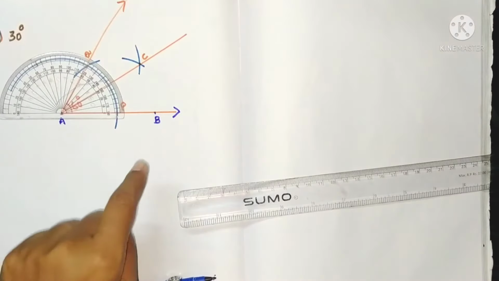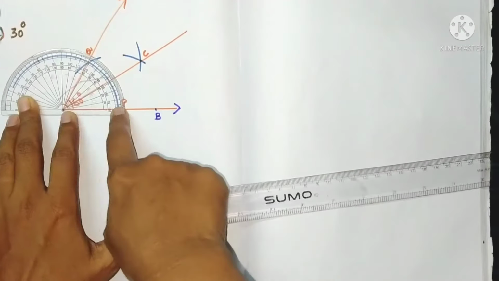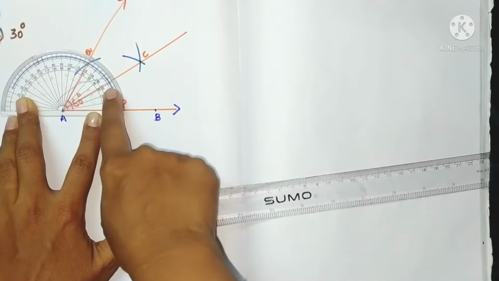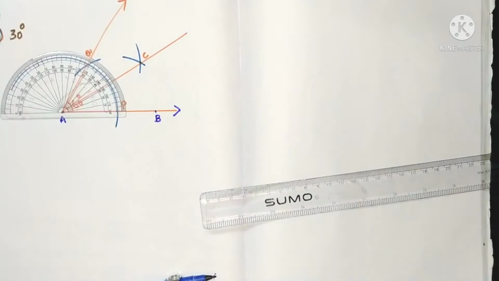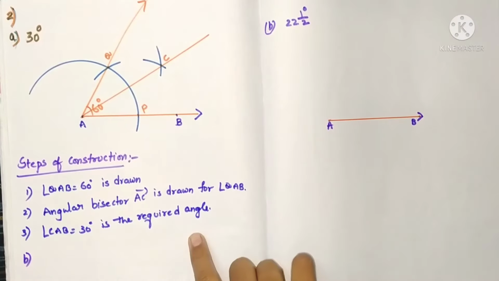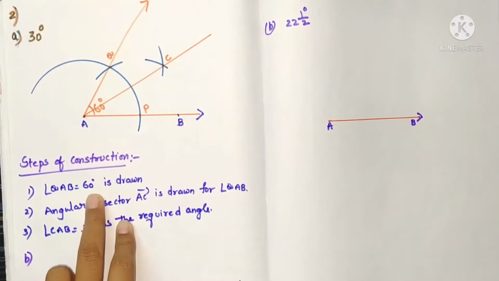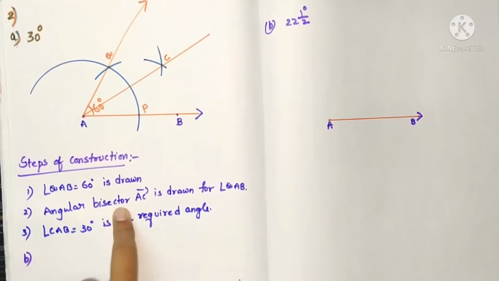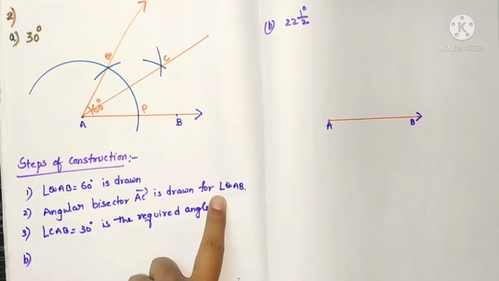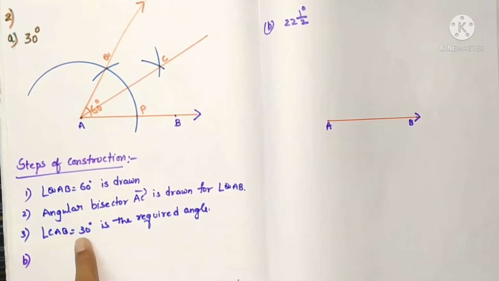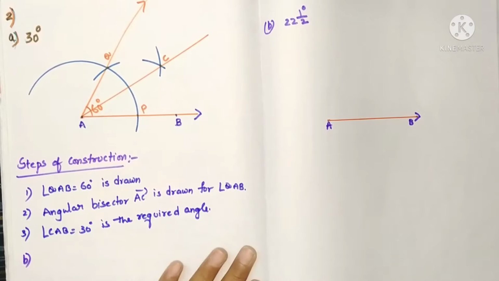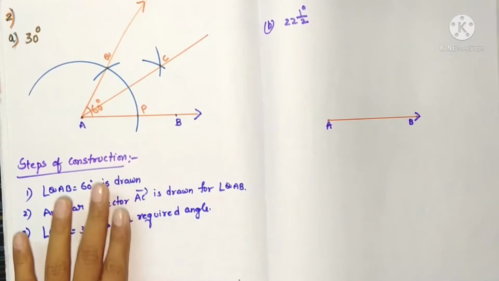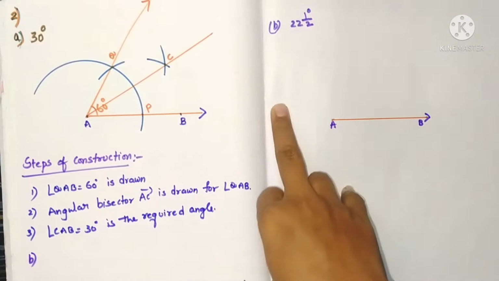So in the question they are asking to check with protractor. So keep the protractor like this. See, this is 60 and here it is 30 degrees. So correct only. So simply you can write the steps like this. Angle QAB equals 60 degrees is drawn. Next, angular bisector AC ray is drawn for angle QAB. Angle CAB equals 30 degrees is the required angle. And we checked with protractor also. The same we get.